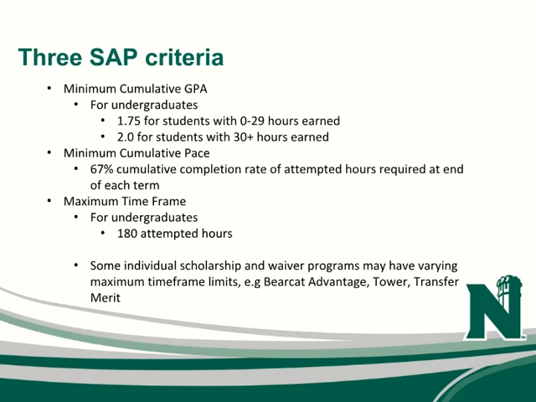The second SAP requirement is that students must have a 67% cumulative completion rate, or pass 2/3 of all attempted credit hours. The third SAP requirement is that students must complete their undergraduate degree program within the maximum time frame of 180 attempted credit hours. Other maximum time frame limits apply to individual scholarship and waiver programs.